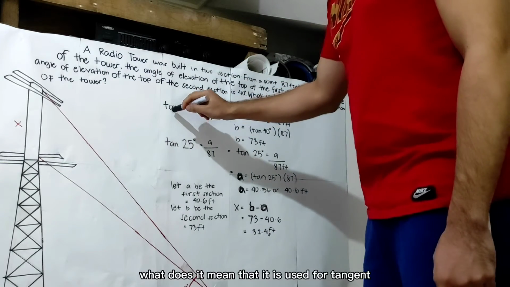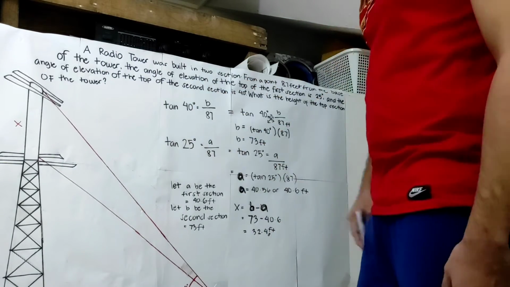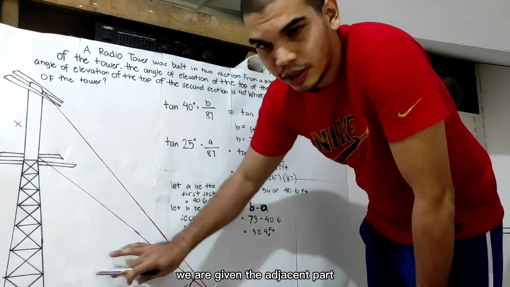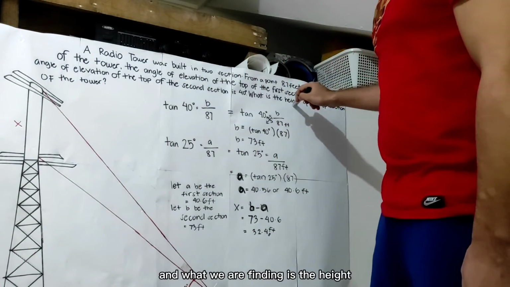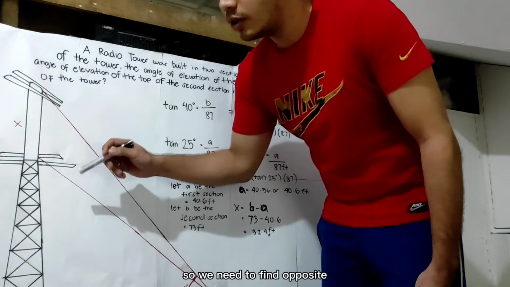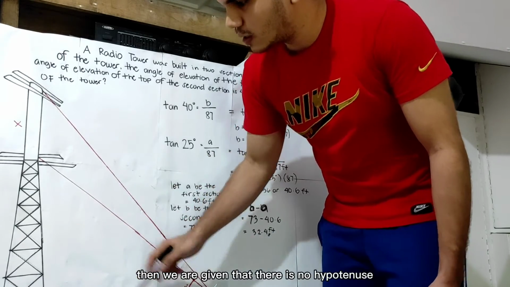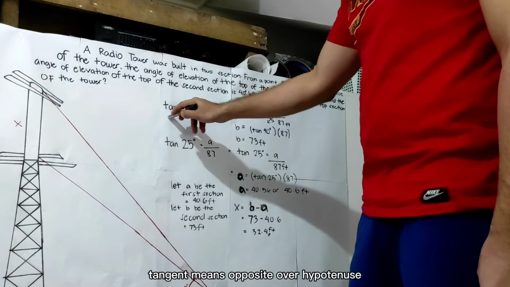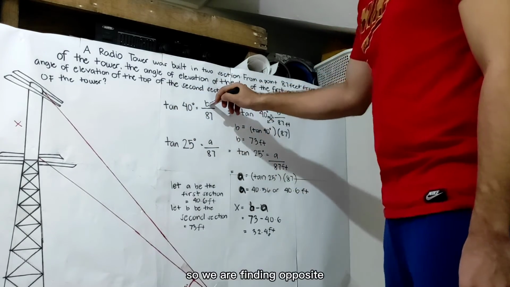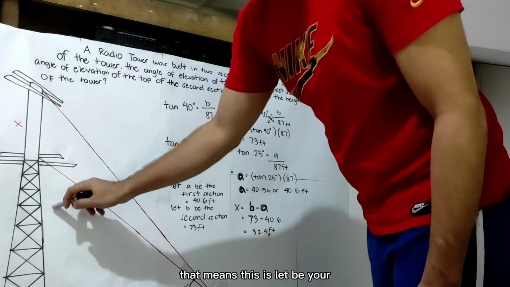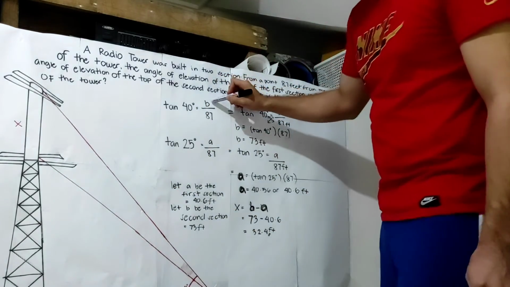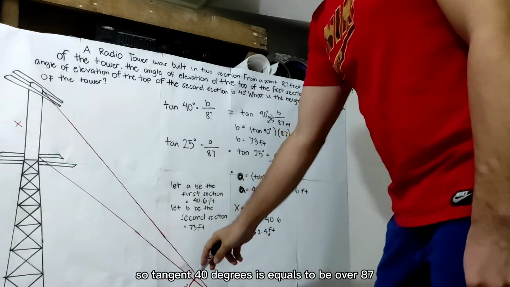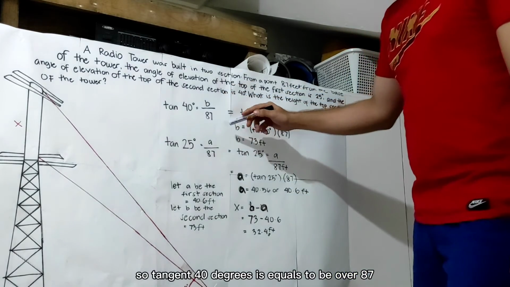What does it mean that it is used for tangent? Let's explain. Tangent: opposite over adjacent. We are given the adjacent part, and what we are finding is the height, which is the opposite. There is no hypotenuse in the given, so we will use tangent. Tangent means opposite over adjacent. We are finding the opposite, so let B be the missing number. So tangent 40 degrees is equal to B over 87.